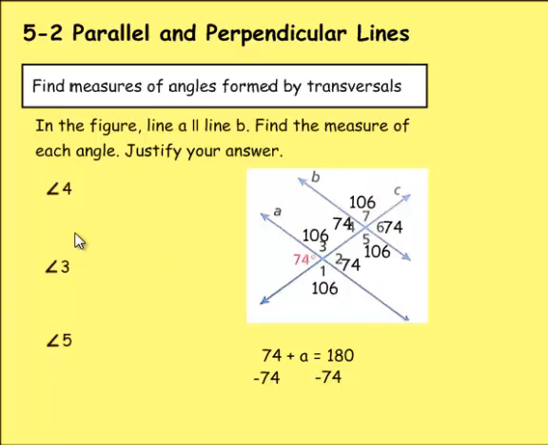So therefore I can answer all these questions. Angle 4 equals 74 degrees. Angle 3 equals 106 degrees. And then angle 5 equals 106 degrees as well.